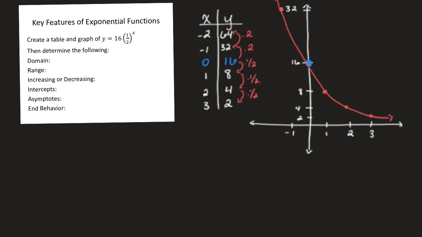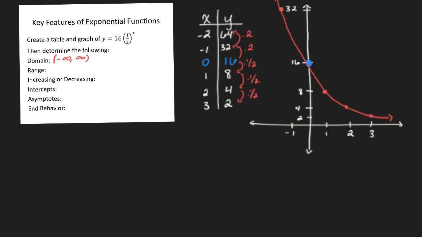Initial value is my y-intercept, and this 1/2, the fact that I'm taking half, is making my function overall decreasing. So let's start talking about some of my key features. The domain of my function is all real numbers.